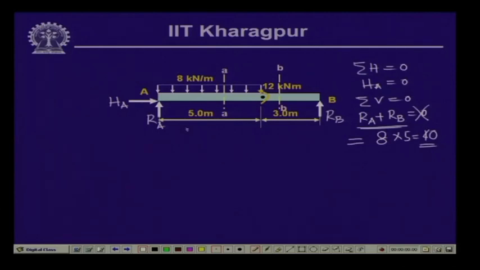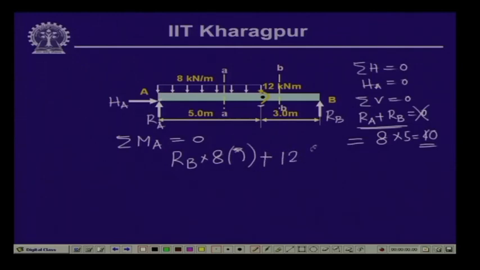Now, if we take the moment of all the forces with respect to this point A, let us say summation of moment with respect to A is equal to 0. So, if we take the moments of all the forces, now R B into 5 plus 3, which is 8 meter, is acting in an anticlockwise direction.